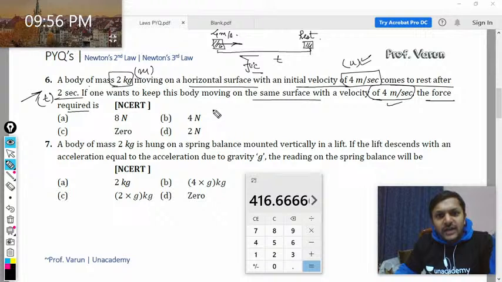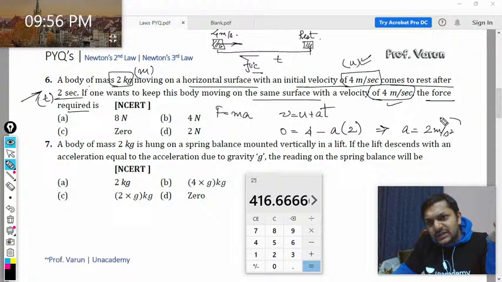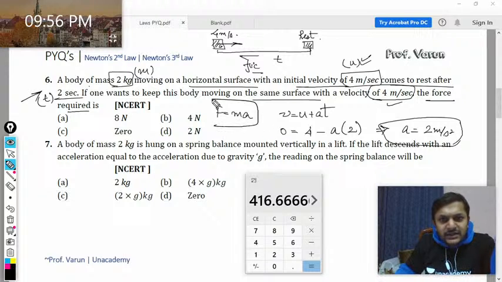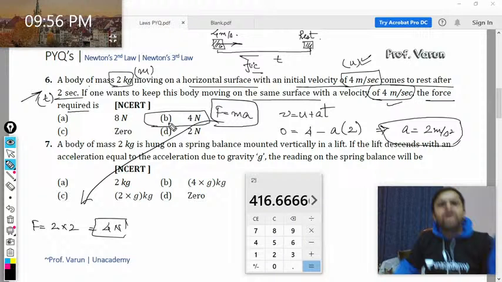F is equal to m into a, but acceleration is not known. So v is equal to u plus at, we can find it here. Final velocity is 0, u was 4, retardation and time taken is 2. From here we reach the conclusion that acceleration will be 2. So what is the force that is being applied here? F is equal to m into a, which will be 2 kg multiplied by 2, so that will be 4 newtons. So dear students, there is the answer, that is B.